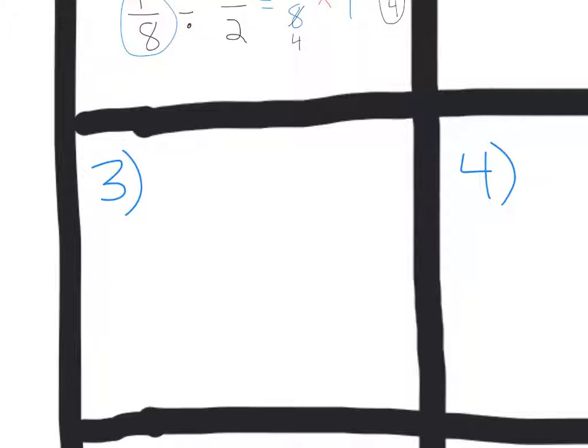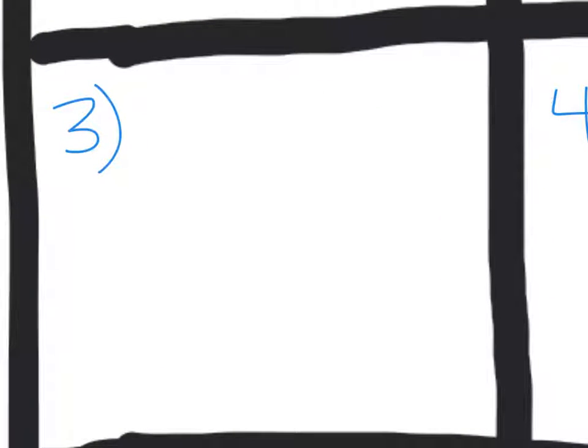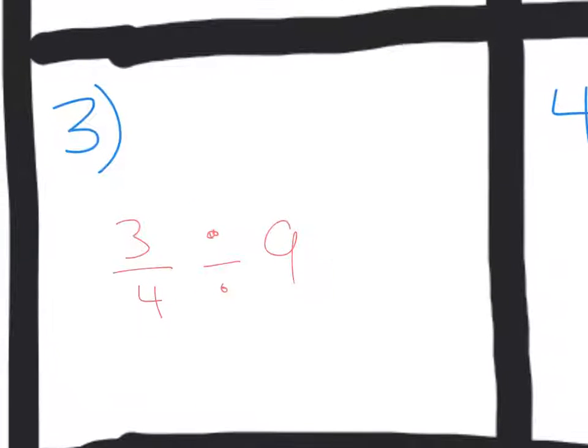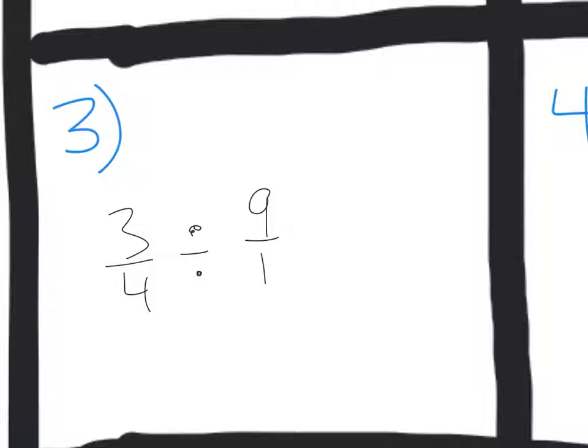Number 3 is a good one. We have the fraction 3 over 4, divided by 9. Okay, when we're working with fractions and we have a whole number, we should change that whole number into a fraction by putting a 1 underneath. We're going to put a 1 underneath that guy right there. So let me go back and write this as 3 over 4 divided by 9 over 1.